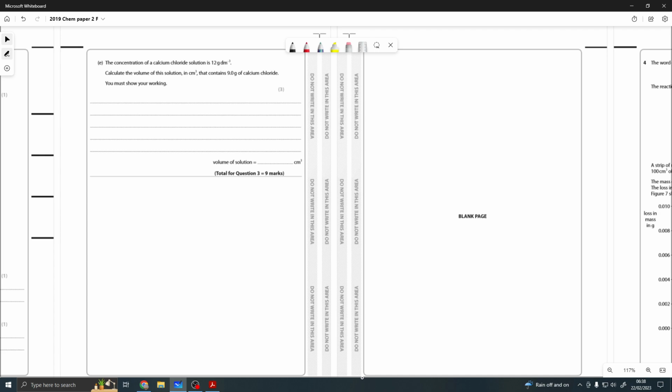Right, the concentration of calcium chloride is 12 grams per decimeter cubed. Calculate the volume of this solution that contains 9 grams of calcium chloride. You must show your working. Okay, so you've got your formula here. Now this stems from C equals N over V. So you've ended up there with C equals mass over V. So what we need to do here is rearrange that for V. So V actually equals M over C.